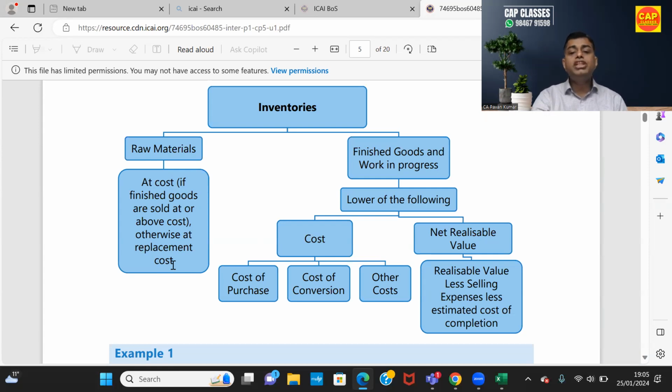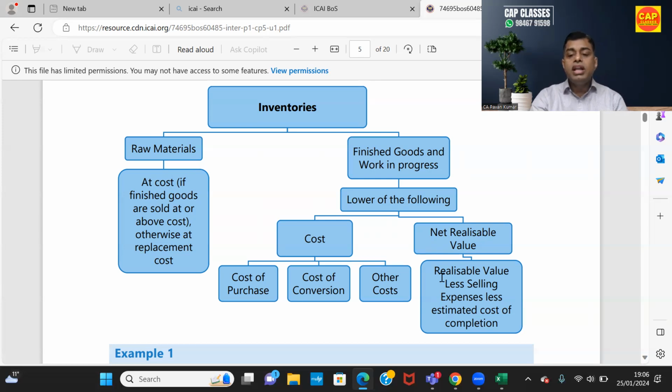Very good. Then comes finished goods and work in progress. Simple: cost or NRV, whichever is lower. What is cost? Cost comprises 3 elements: cost of purchase, cost of conversion, and other costs. Other costs means costs which are directly attributable, like freight, insurance, sales commission, purchase commission.